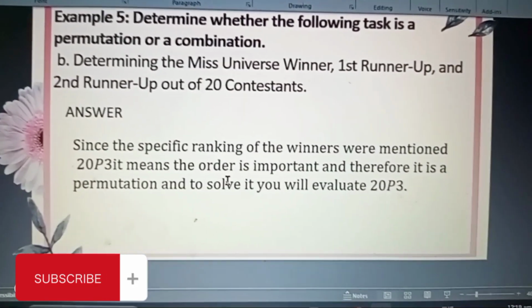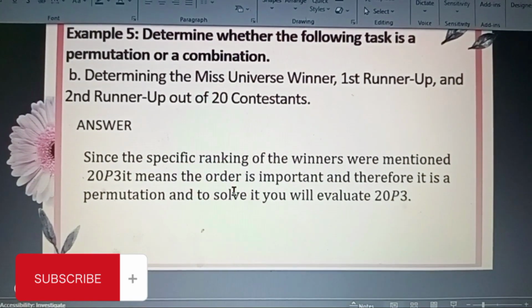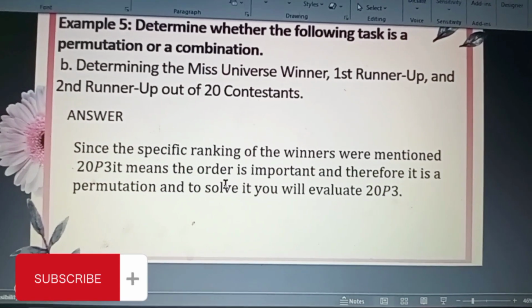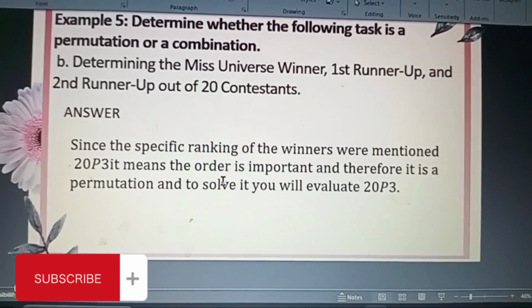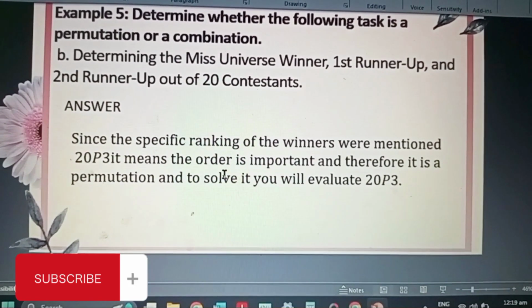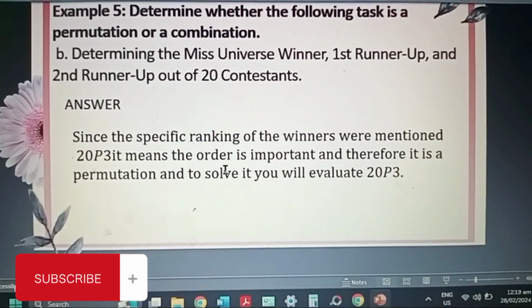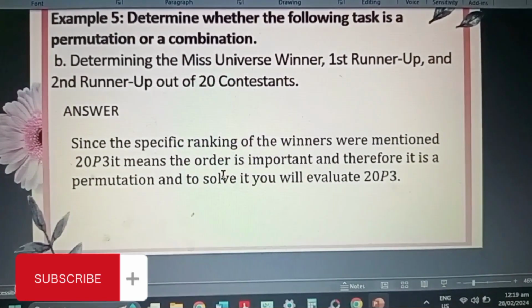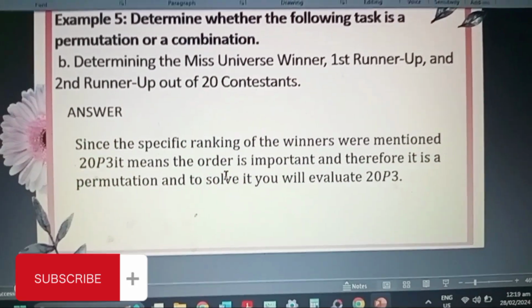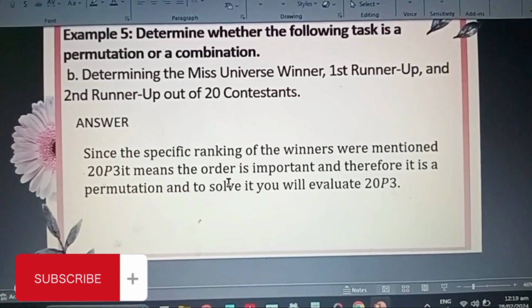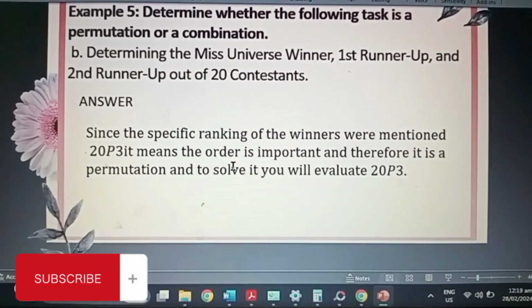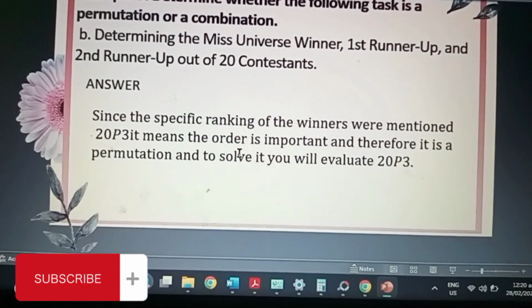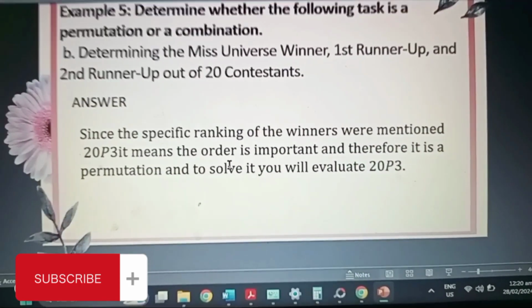Okay, next. Letter B, determining the Miss Universe winner, first runner-up and second runner-up out of 20 contestants. So this is permutations. Why? Because of the ranking or the positioning of the winners. So we have the Miss Universe winner, the first runner-up, and the second runner-up. So this is arrangement, this is order, so this is a permutation. So what is the answer? Since the specific ranking of the winners was mentioned, 20 P 3, the order is important, and therefore it is a permutation. To solve it, you will evaluate 20 P 3.